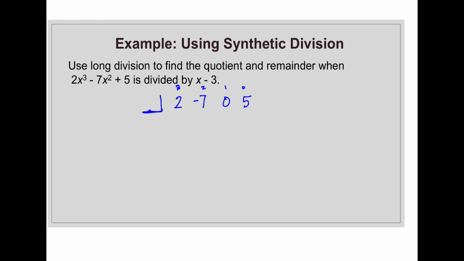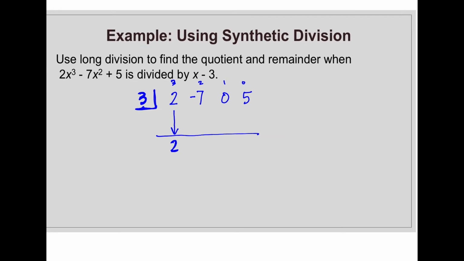And then my a value here with x minus 3 is 3. Again, think about what you would put in for x to get 0. That's what you want your a value to be here in your little box. Leave some space and bring down the first number, 2.